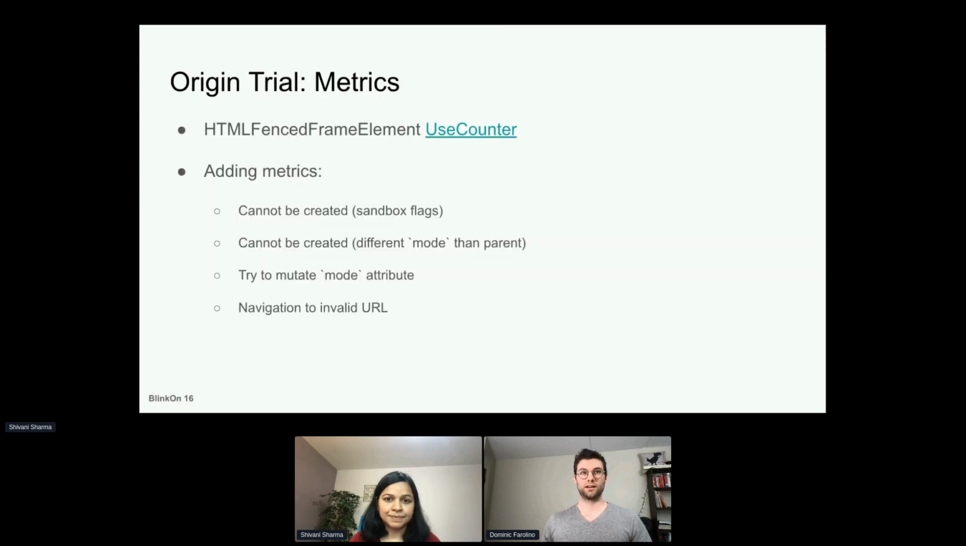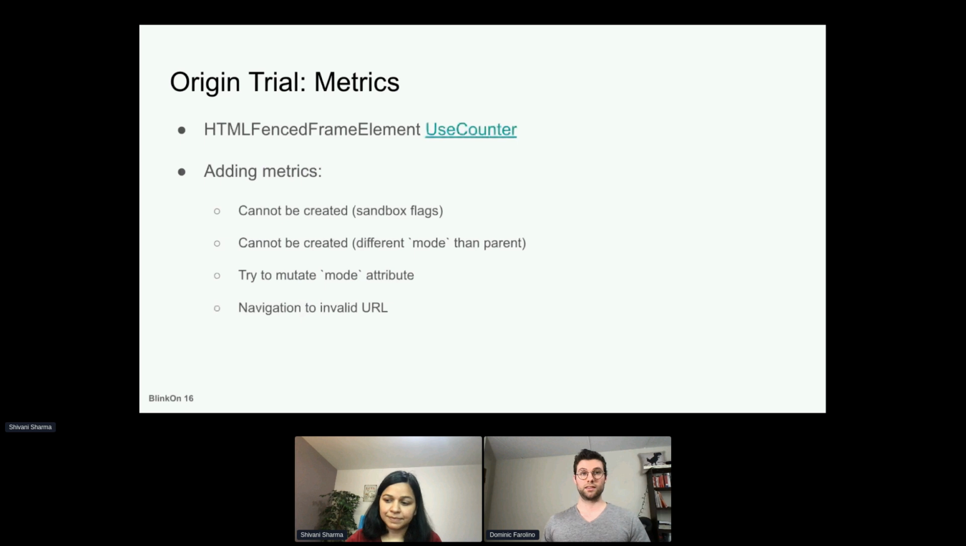In terms of metrics, we have a simple use counter tracking all the element uses, but we're also working on adding metrics for various tricky edge cases with fence frames. For example, how often are they unable to be created because of their parent frame having a hostile environment in terms of sandbox flags that is impermissible for fence frame creation? Or how often do we fail to create a fence frame because the mode of the child fence frame is actually different than the mode of its closest relative fence frame? So we don't allow nested fence frames of varying modes. And so we want to keep track of how often people are actually running into that sort of thing.